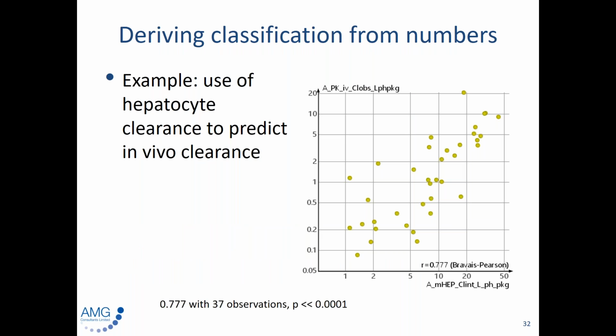Just one word on deriving classification from numbers. People quite often do this, particularly where the correlation doesn't look all that great. They say, okay, well, it's not a straight line, but if I take a cutoff at 3, then above that, things look really bad, and below that, things look quite good. And so I just wanted to explain and look at that a little bit. So again, this is another experimental situation. This one is looking at hepatocytes, hepatocyte clearance as an estimate of in vivo clearance.